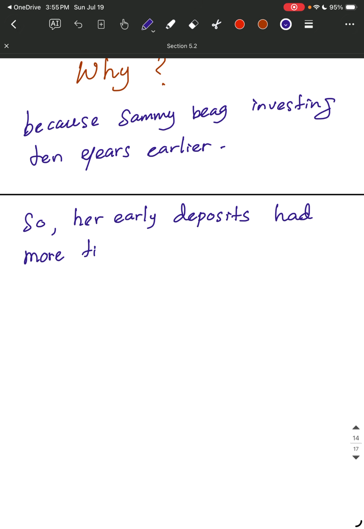Right? So this example illustrates a very important financial lesson. What? Time can be more powerful than a larger payment. Okay, then let's go for one more example.